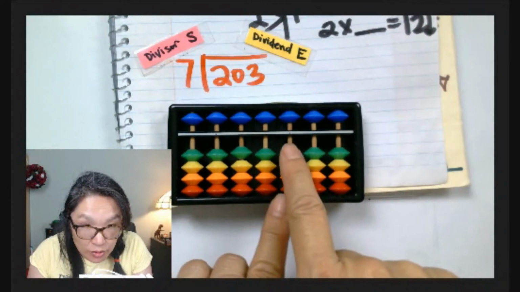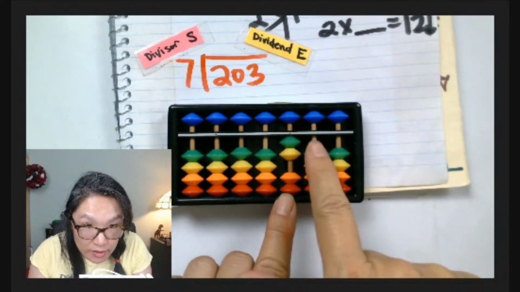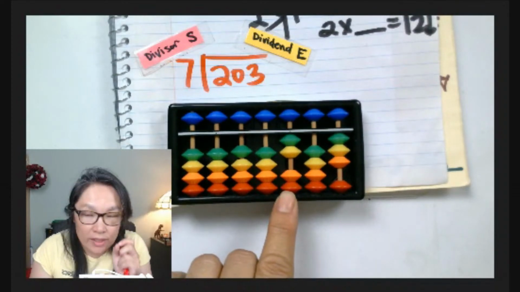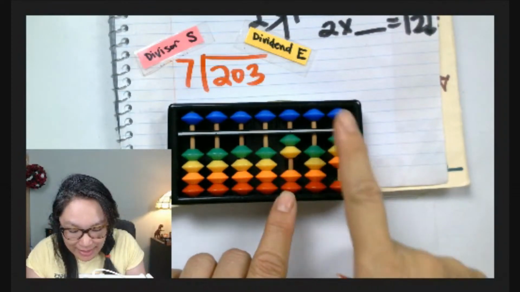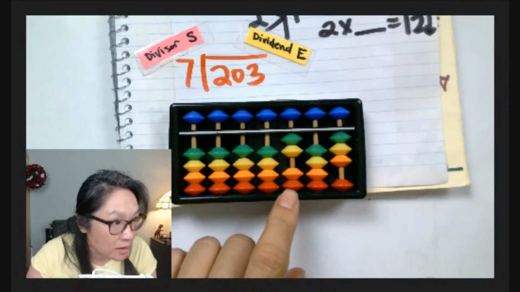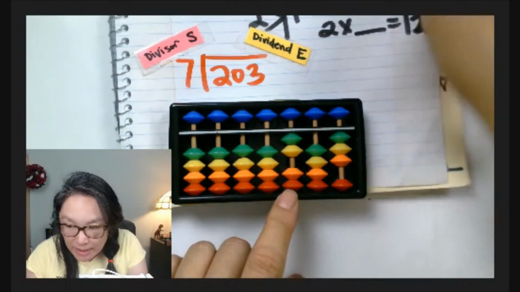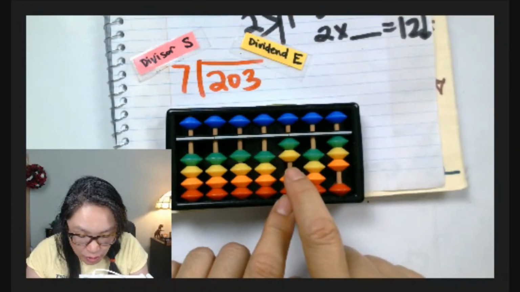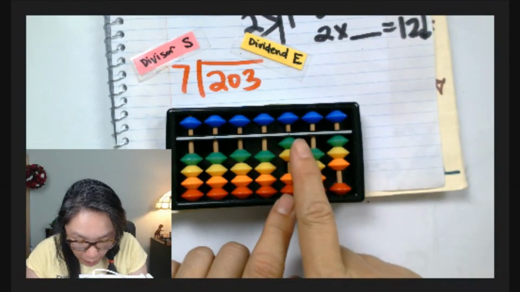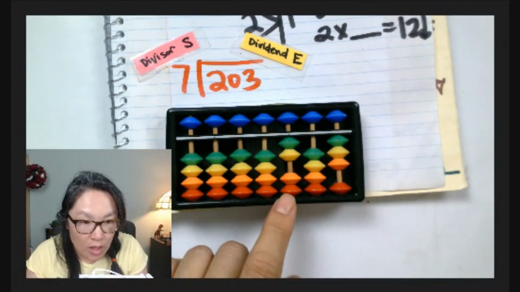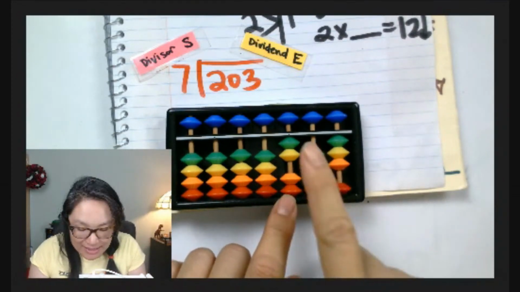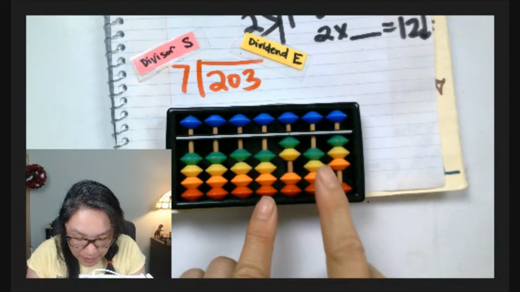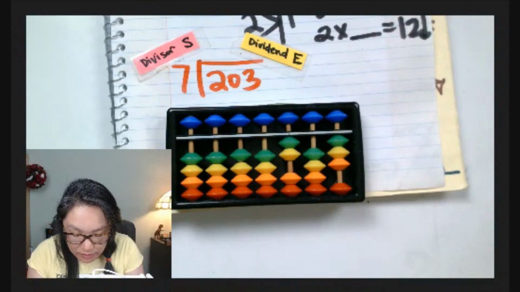So I'm going to put 203. Notice I'm not worried about place value on the abacus when I put my dividend. Just so you know, I'm just trying to make it as obvious as possible. We don't care that this is 2.03. We're not worrying about that. What we're worried about is that this is just a placeholder. Does that make sense? Because it's a placeholder, now we can divide.